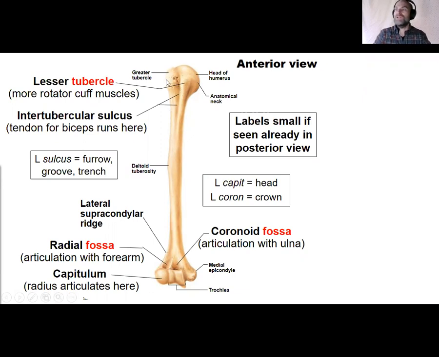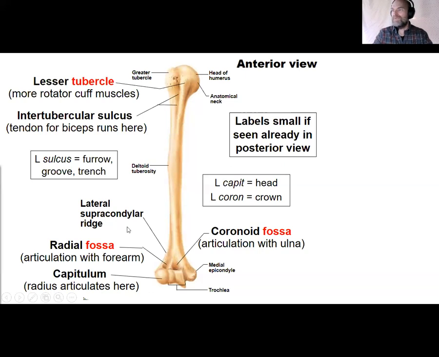So intertubercular, meaning between the tubercles, the lesser tubercle here and the greater one here. And you have these tendons that run along this sulcus here. Sulcus basically means a groove or a furrow.